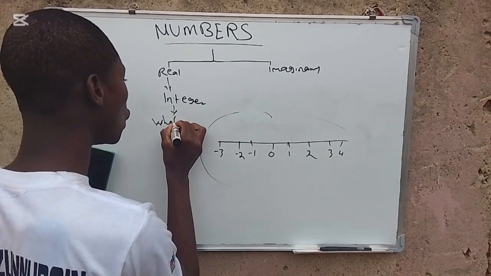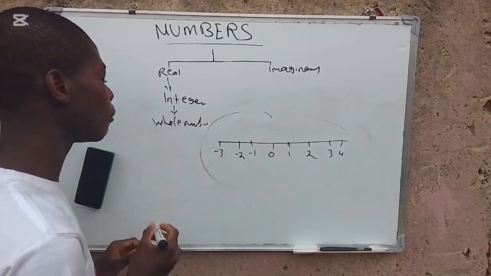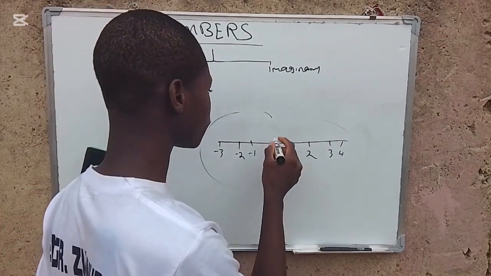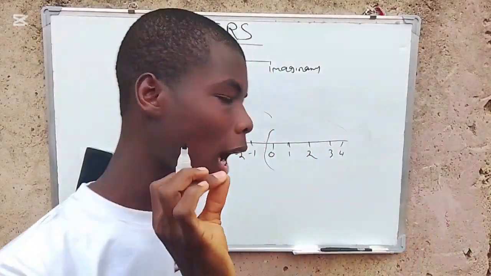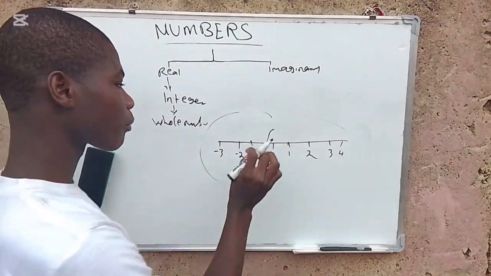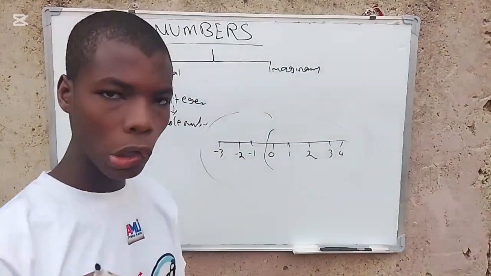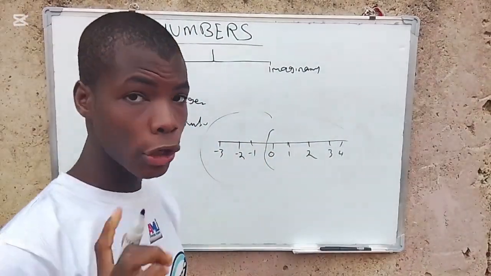Let's talk about whole numbers. What is a whole number? Whole numbers start from 0 to infinity. Therefore, negative numbers are not whole numbers. From 0 to infinity, they are called the whole numbers.